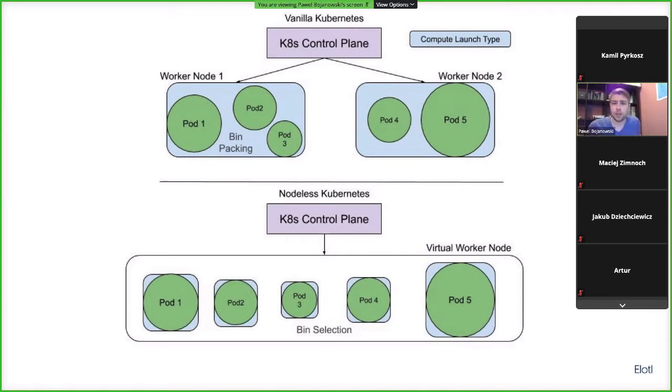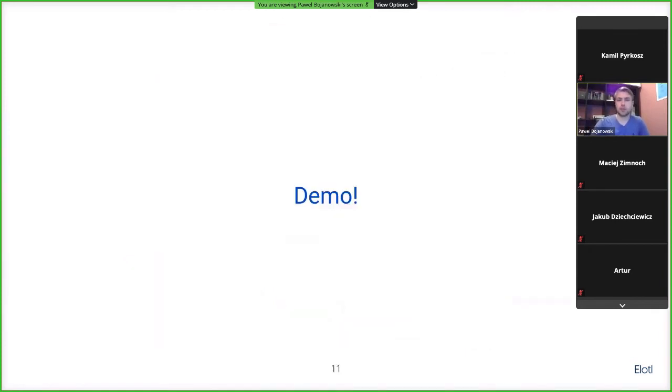Which is different in Nodeless Kubernetes, because if scheduling of your workloads is done on the virtual node, the Virtual Kubelet provider will try to pick the right-sized instance for each pod, and one compute machine actually runs one pod in that scenario.